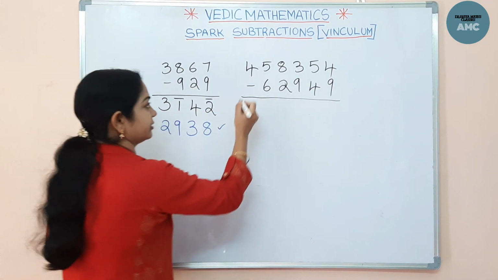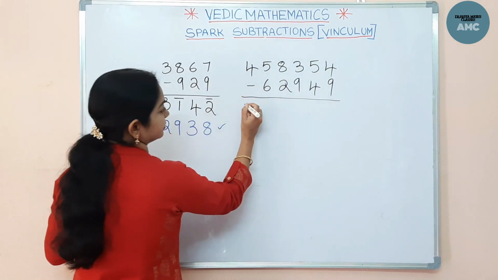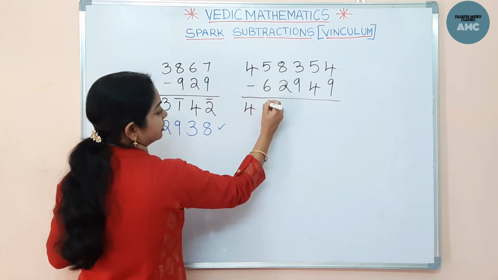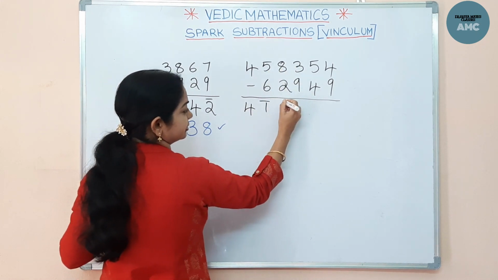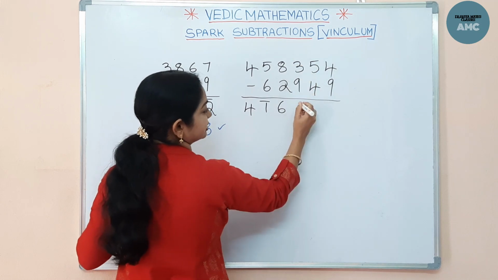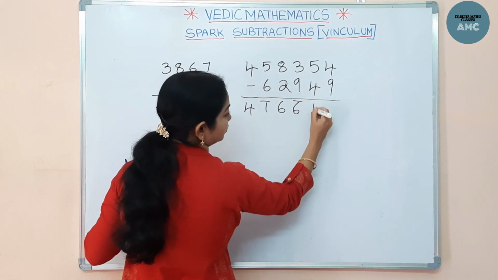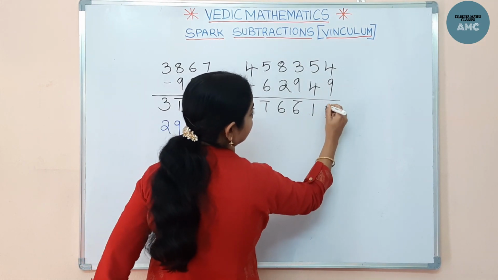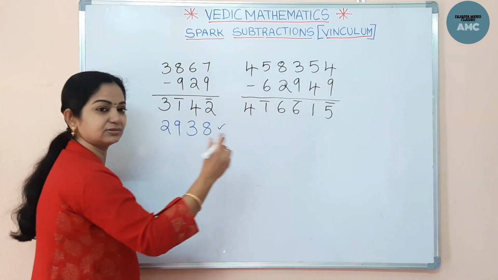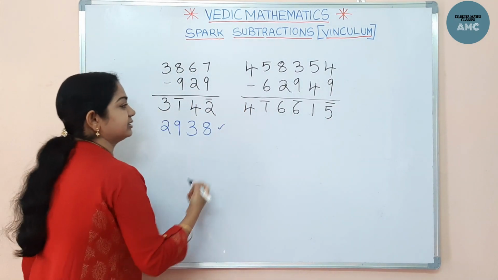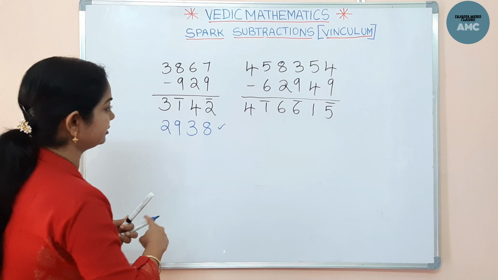Okay, let's start the same process of vinculum. Now here 4. Now here 1 vinculum. Here possible 6. Now here 6 vinculum. Now here 1. Now here it is 5 vinculum. Now the vinculum is alternate, isn't it? So let's write the answer for this here.